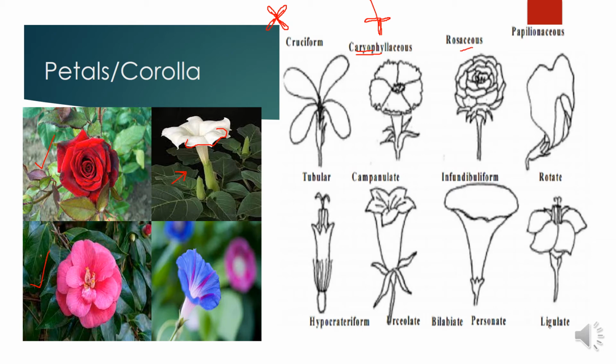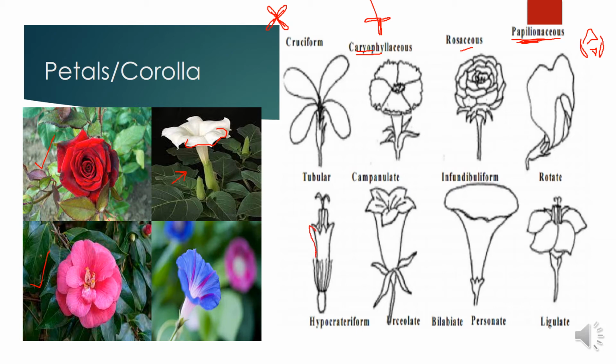It can also be rosaceous or papillonaceous, where the petals are not all of equal size. This type of flower, where the petals are of different sizes and arranged like this, is papillonaceous. It is characteristic of Fabaceae.